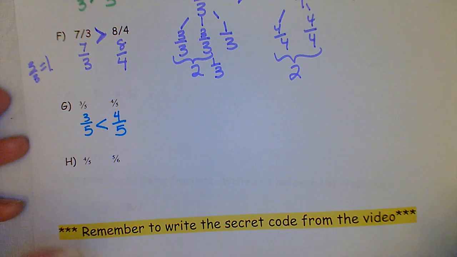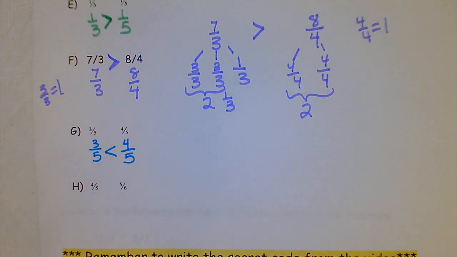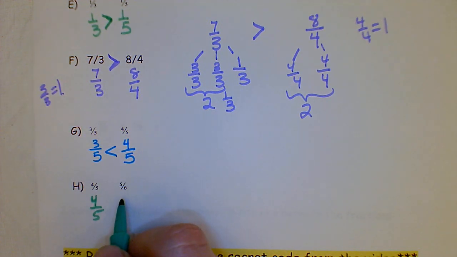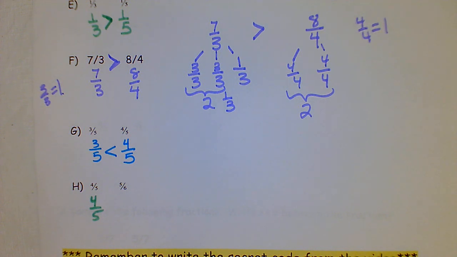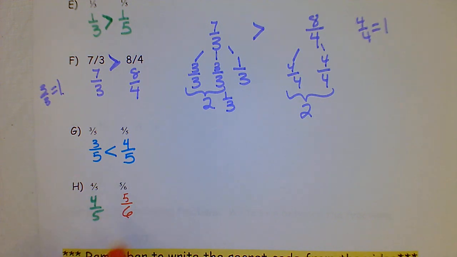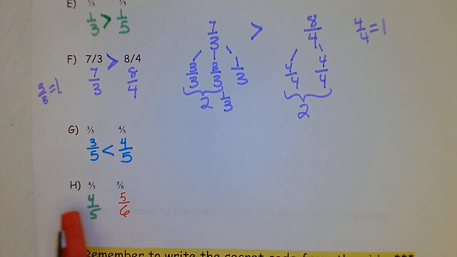And let's take a look at our last one. So the last one is H. And it says 4/5 and 5/6. So we have to figure out which one of those is greater. So let me first go ahead and rewrite those. So we have 4/5, and we have, you know what, let me do one green and we'll do one red just to really keep them apart. 5/6. So their numerators are different, their denominators are different, so I need to decompose both of those by multiplying the fraction by the other fraction's denominator.